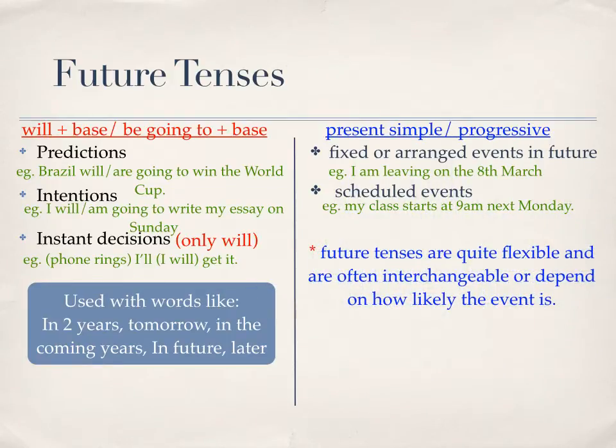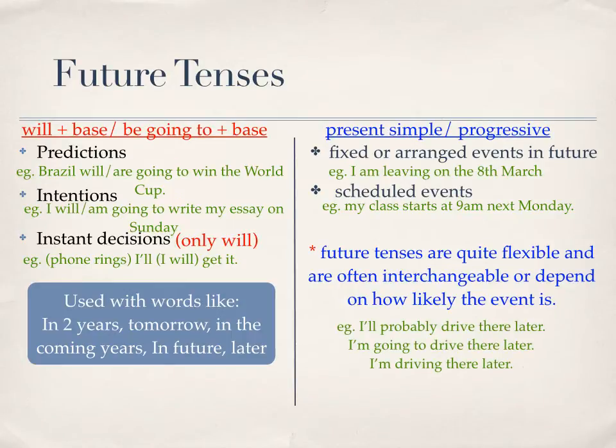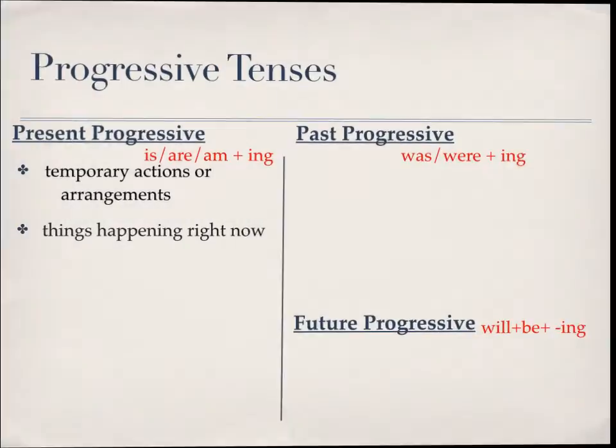But in general, future tenses are flexible and interchangeable. We never know the future, so we're kind of guessing, and depending how sure we are or how likely an event is, we change which form we use. Examples would be, I'll probably drive there later is quite soft. I'm going to drive there later, or I'm driving there later. There's various degrees of certainty associated with them.